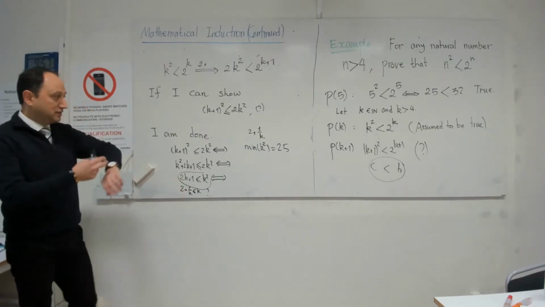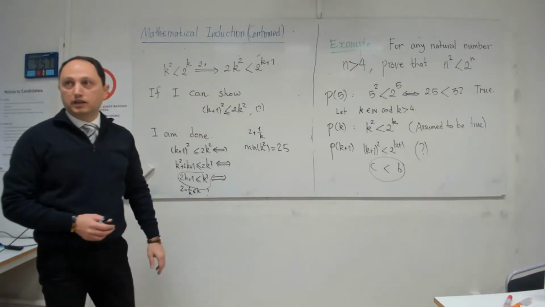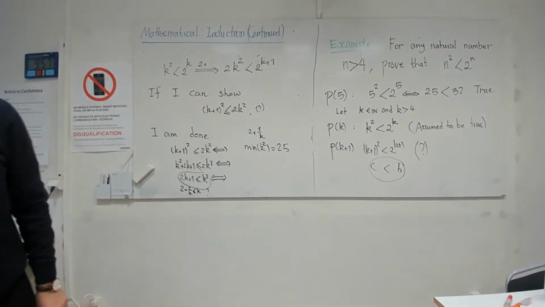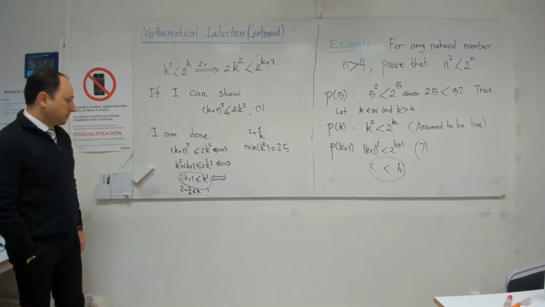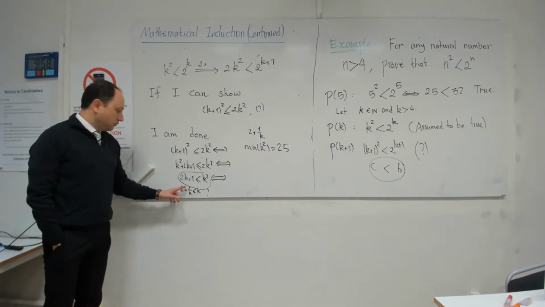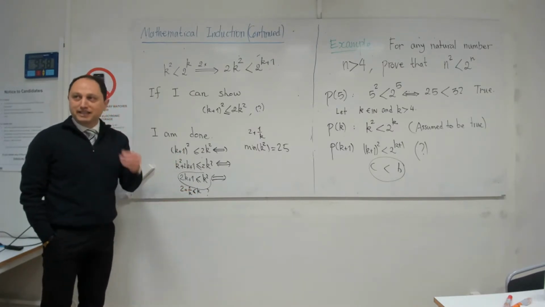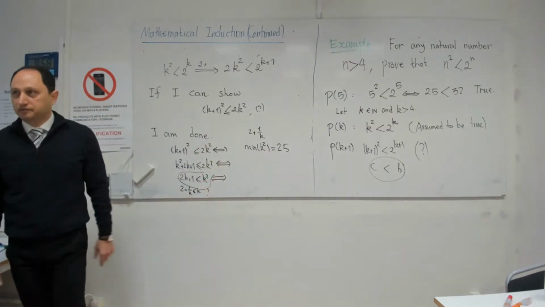Okay, I didn't know that we have time, so I will continue a little bit of this next time. Yes? Here there is no maximum. No, there is no maximum. But this one is good, because this 2 plus 1 over k is definitely smaller than 3, and k is definitely bigger than 4, so that's fine. Thank you very much.